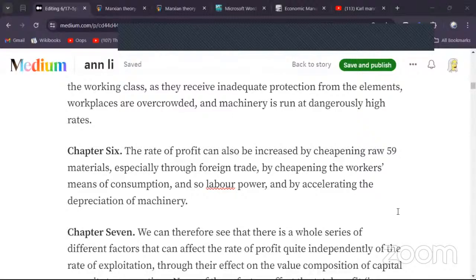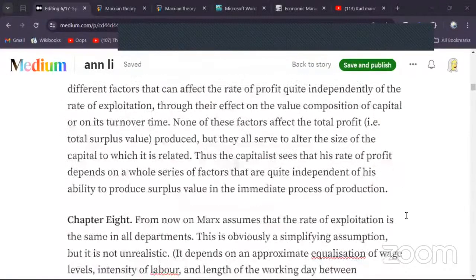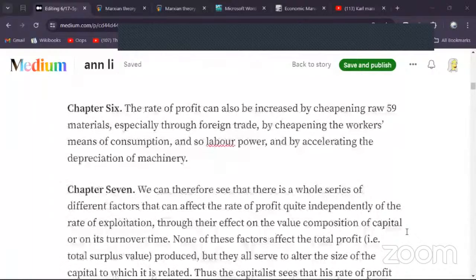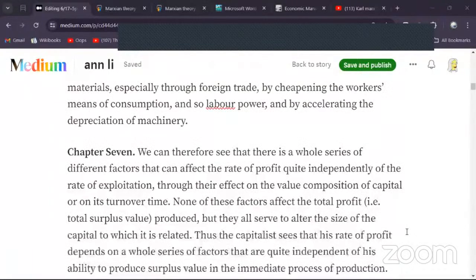Anyway, chapter 7. We can therefore see that there's a whole series of different factors that can affect the rate of profit quite independently of the rate of exploitation, through their effect on the value composition of capital or on its turnover time. So you have more variables again.